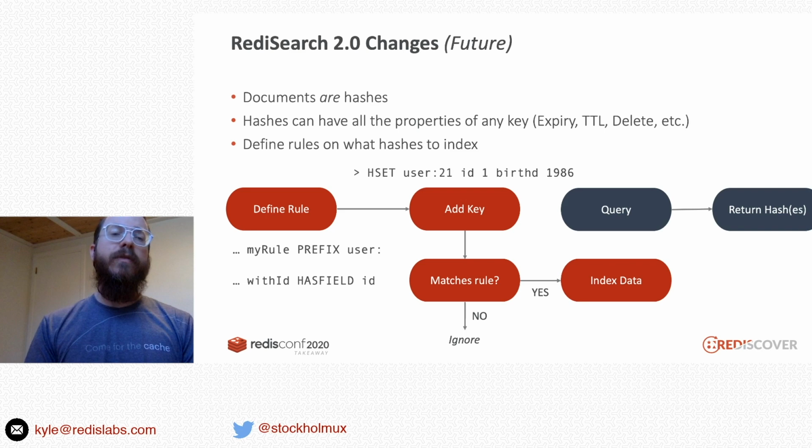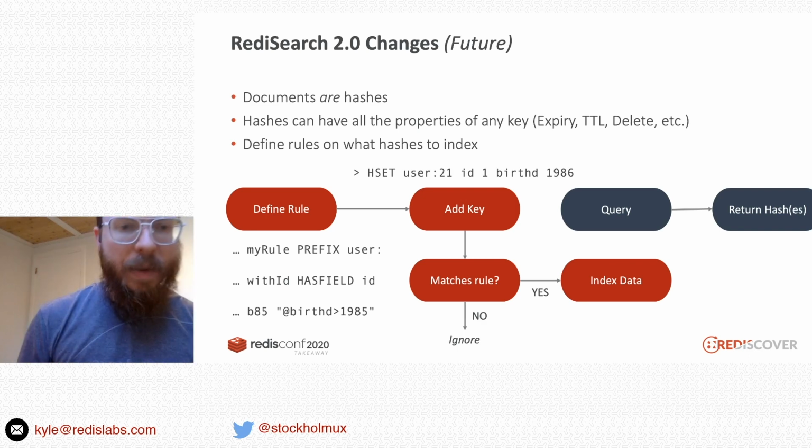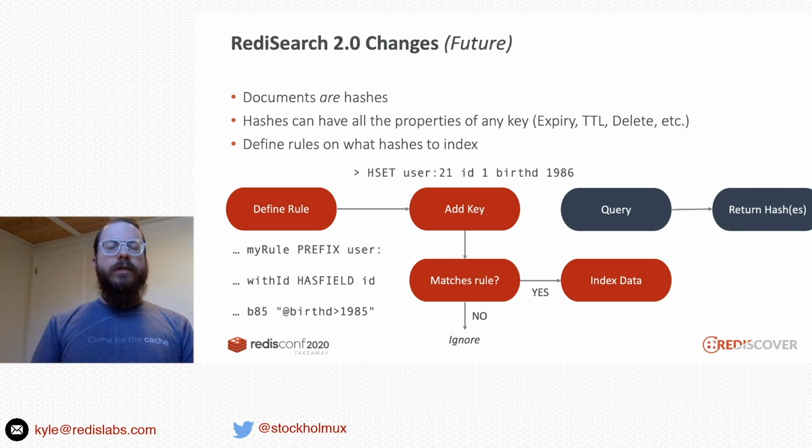Another way it can match is with a particular field. So if it has the field ID, any updates to those hash objects would then be tracked by Redisearch. And then finally, you can set up actually a value-based expression. So, for example, if the birthday is related to 85, and the expression that you're putting here, then it would be tracked or not tracked. So this is what's coming, and it'll be really interesting when that happens because it does really fundamentally change how you can do this and the transparency at which you can do it.